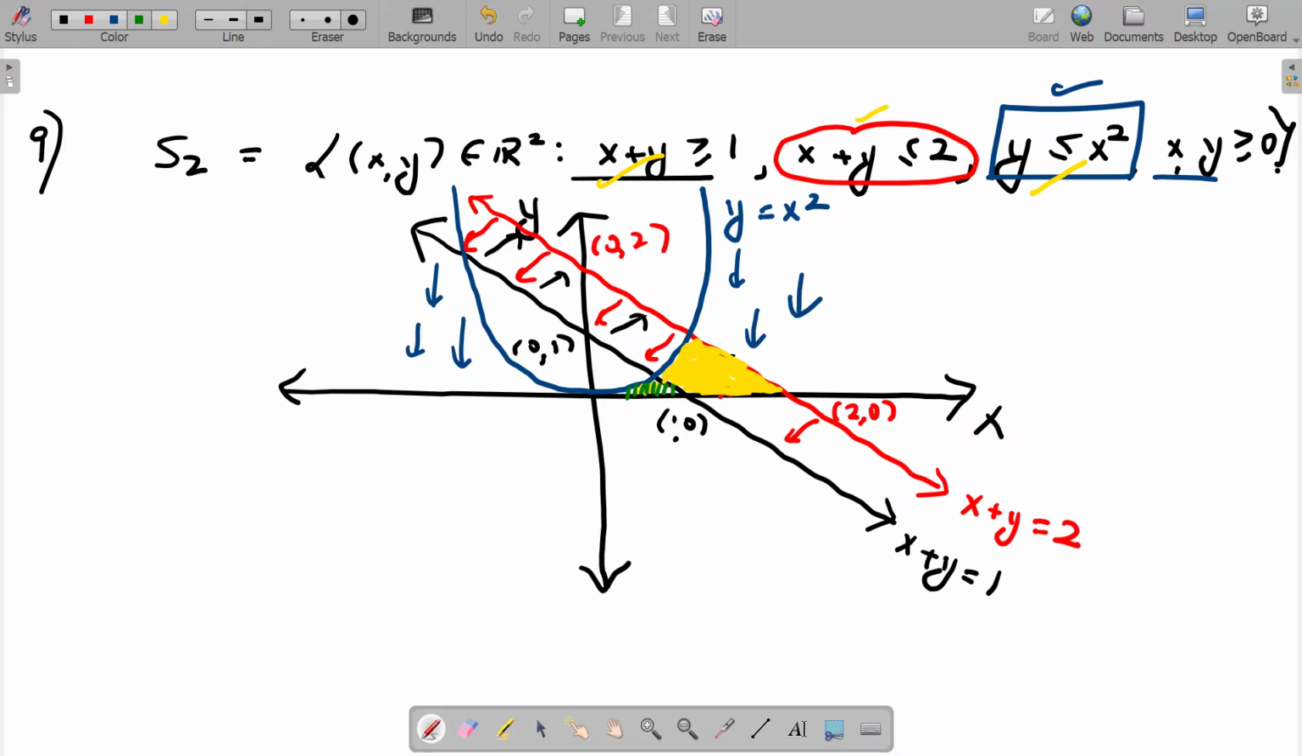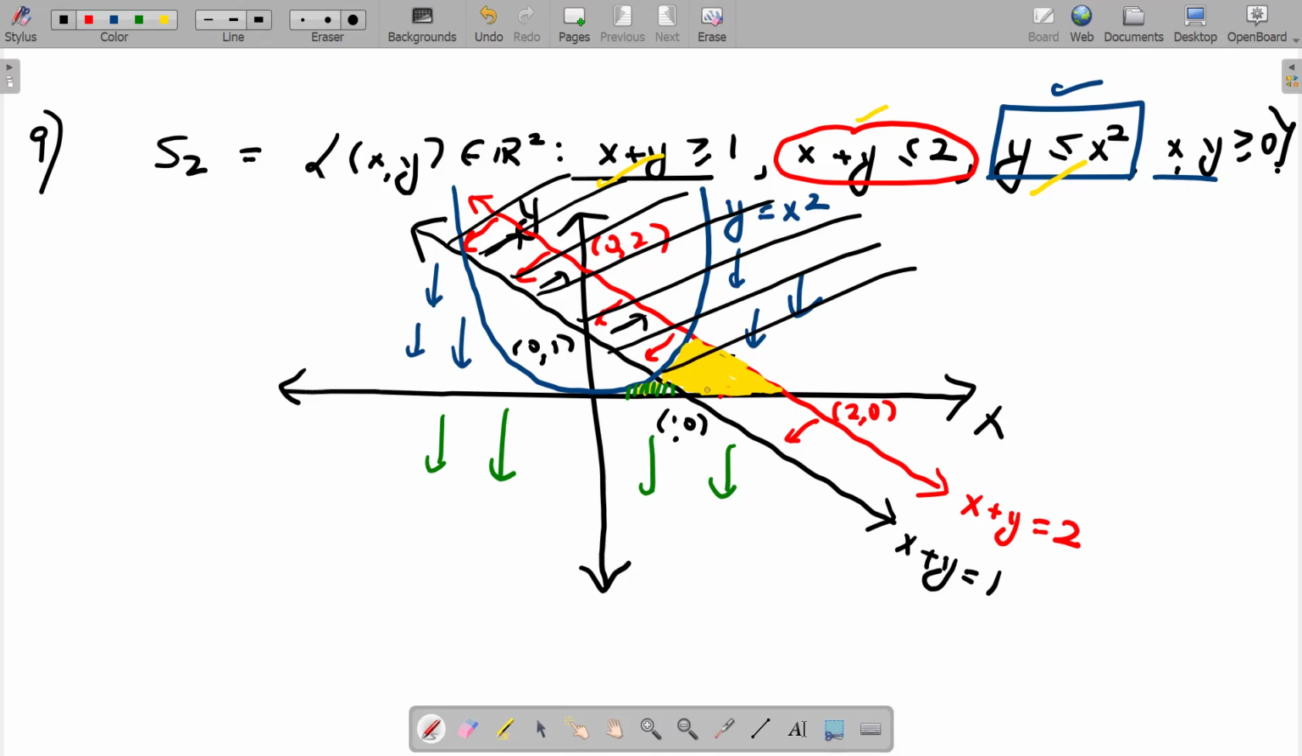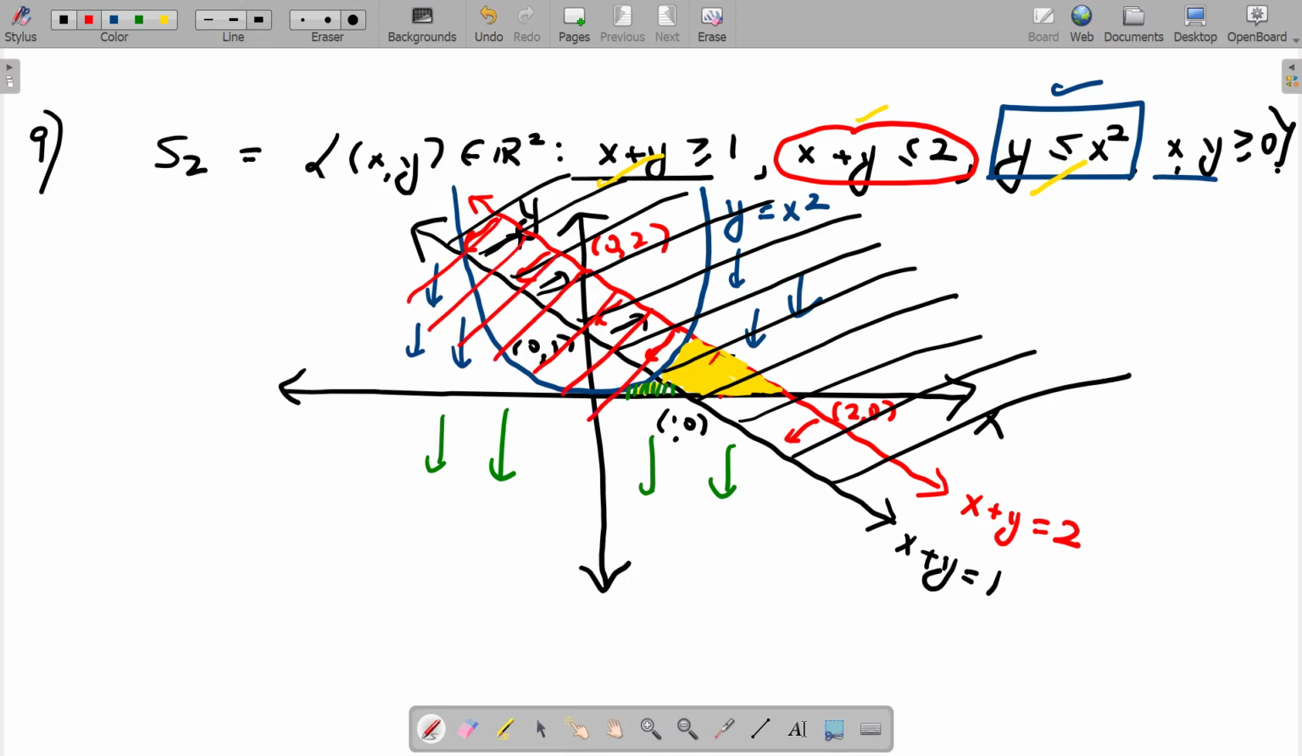Because when I say y less than or equal to x squared, it's everything below y equal to x squared. And if I talk about x plus y greater than or equal to 1, it's everything to the right of x plus y equal to 1. That means all this area is x plus y greater than or equal to 1. If I talk about x plus y less than or equal to 2, it's all of this area.